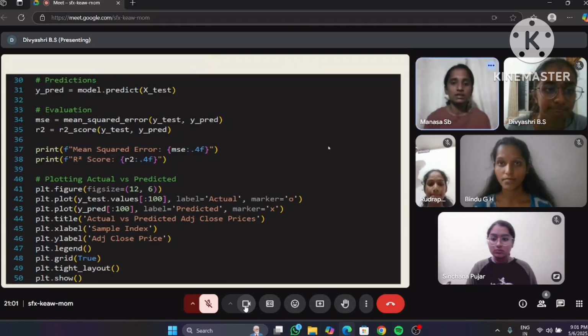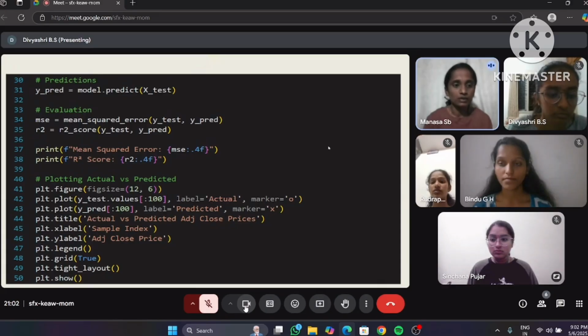Coming to the predictions, the trained model predicts adjusted close prices using the test set. Model performance is evaluated using mean squared error and R squared score. If the mean squared error is lower, the performance is better. It measures the average squared prediction error. Coming to the R squared score, closer to 1 means the model explains more variance in the data.